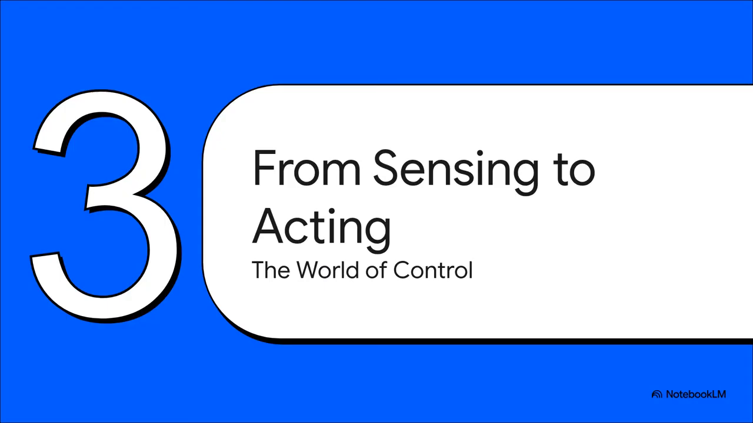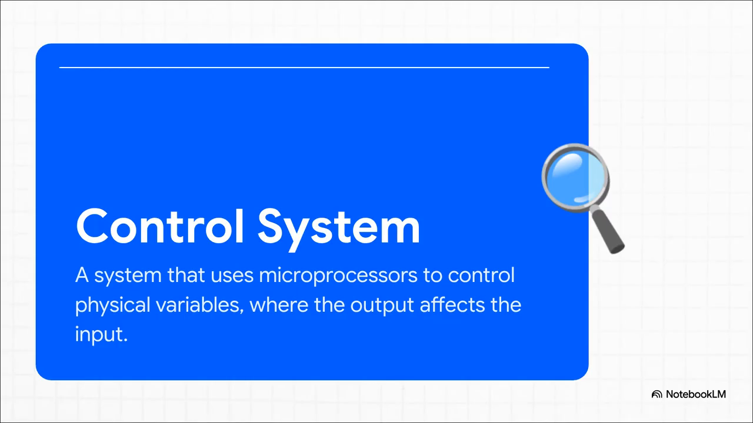Okay, so our computer can now sense the world, and it can do it accurately. It's officially a reliable observer. But now we get to the really exciting part. How do we get it to stop just watching the world and start doing something about it? And that, my friends, is where a control system comes in. It takes the data from the monitoring system, makes a decision, and then takes an action.